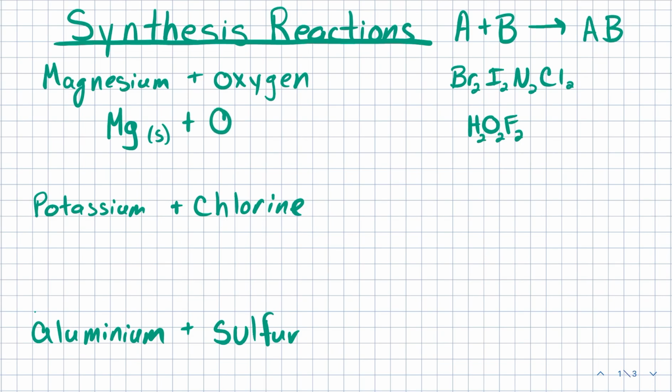When I bring it together with my oxygen, which is one of those special diatomics, oxygen is going to be O2 because it's not bonded in a compound. When they come together, they're going to make magnesium oxide. Magnesium is a +2, oxygen is a -2, and so it will just end up as MgO. If you need help on how to write formulas, see my previous video. In this case, my oxygen is a nonmetal, and so it'll be a gas.